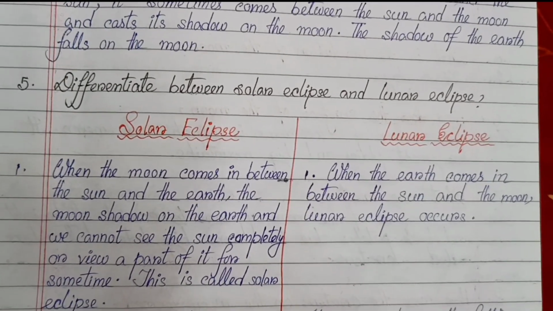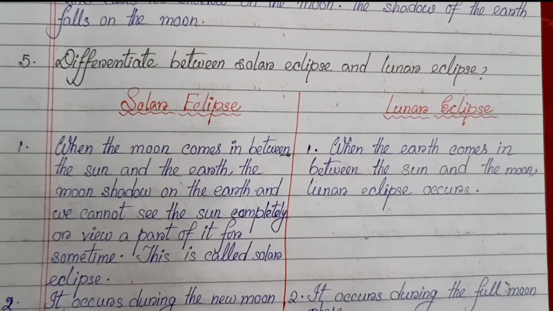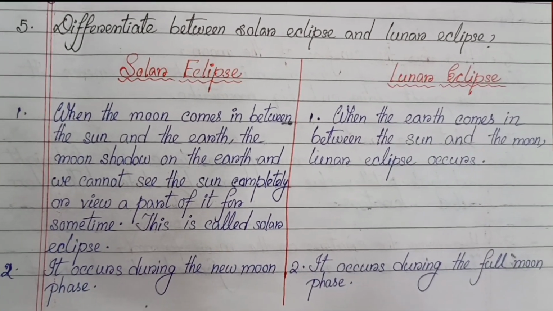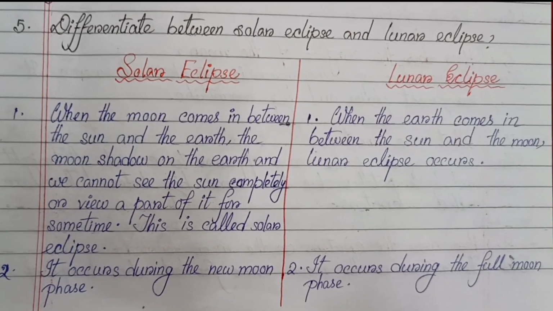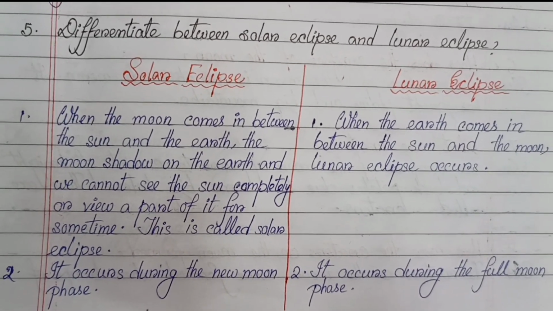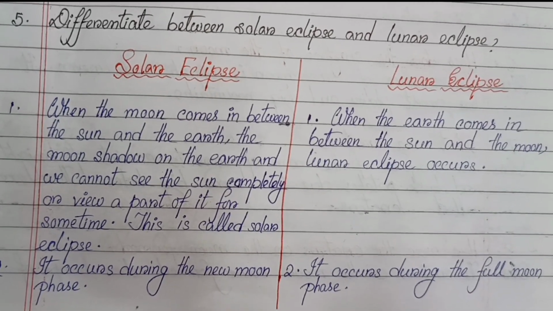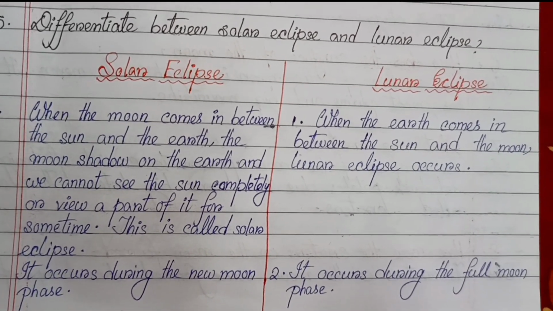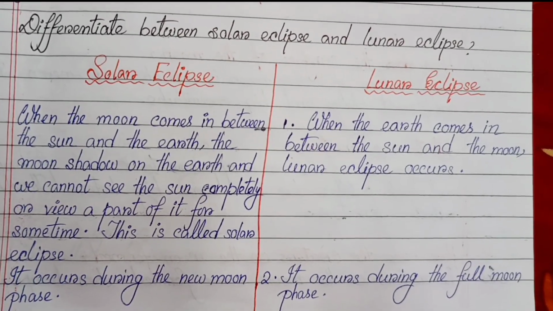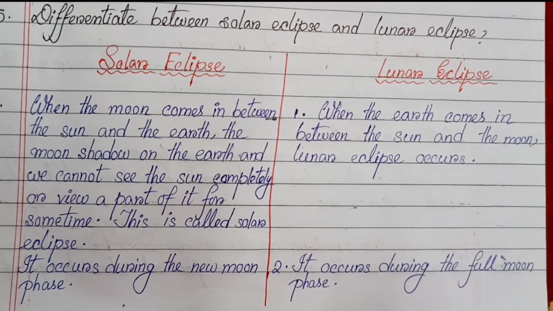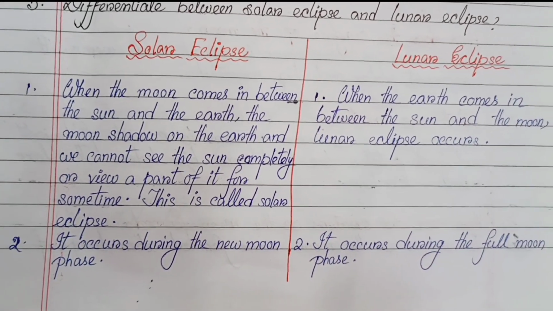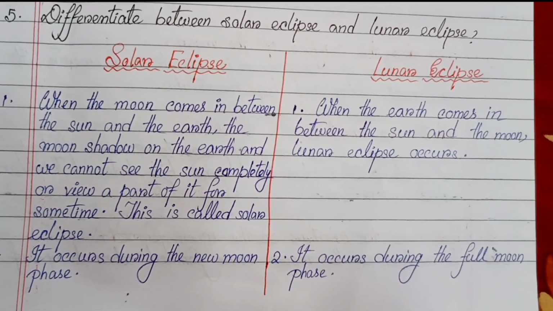Differentiate between solar eclipse and lunar eclipse. Number 1, when the moon comes in between the sun and the earth, the moon casts a shadow on the earth and we cannot see the sun completely or view a part of it for some time. This is called solar eclipse. When the earth comes in between the sun and the moon, lunar eclipse occurs. It occurs during the new moon phase. Number 2, it occurs during the full moon phase.